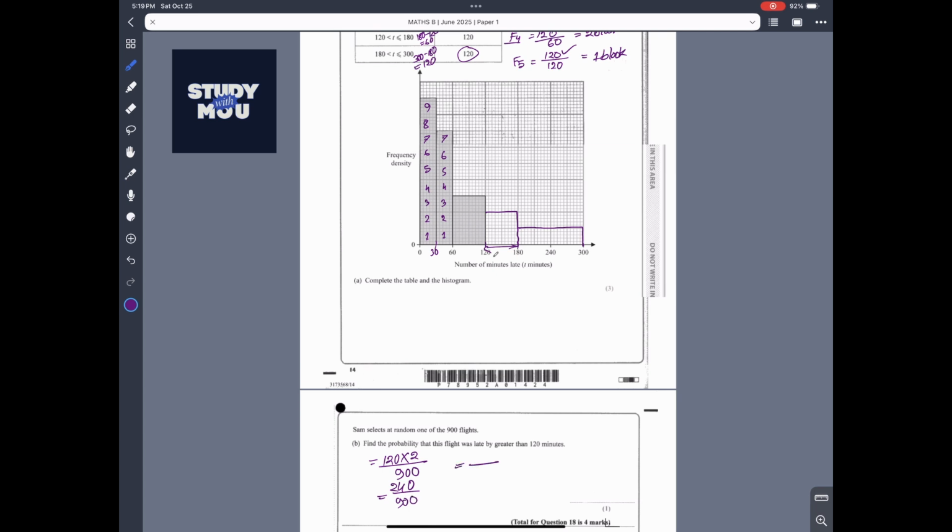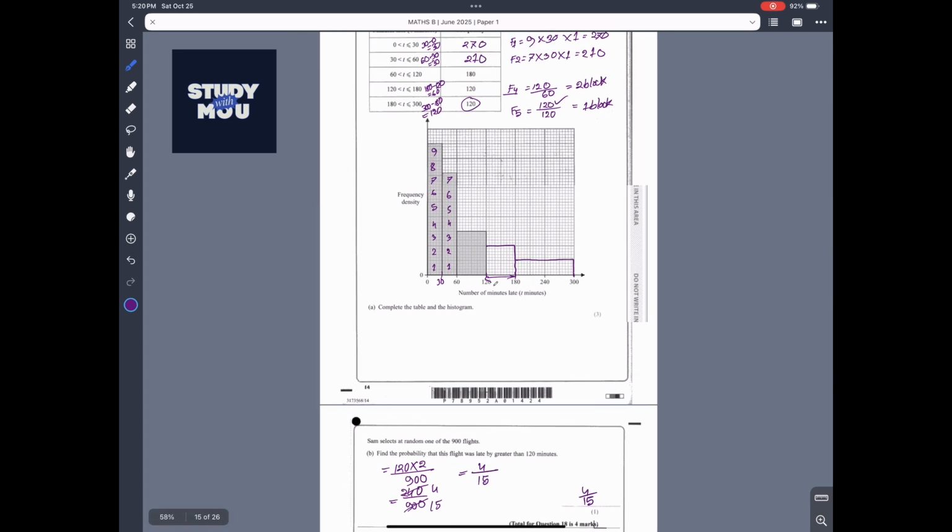If we cut it with 6, 6 into 240 is 40, 6 into 900 is 150, and then we have, if we cut again, 4 by 15. So 4 by 15 is the answer. We're done with 18.